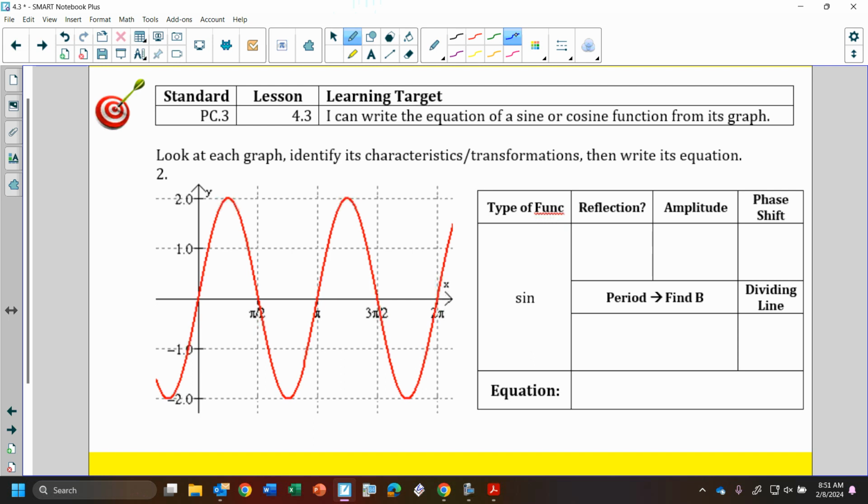Okay. So for this problem, we're going to look for a sine. And we're going to look for a sine curve. And there are a bunch of sine curves on this graph. There is this one. True. But there's also this sine curve. Does anybody see any others?